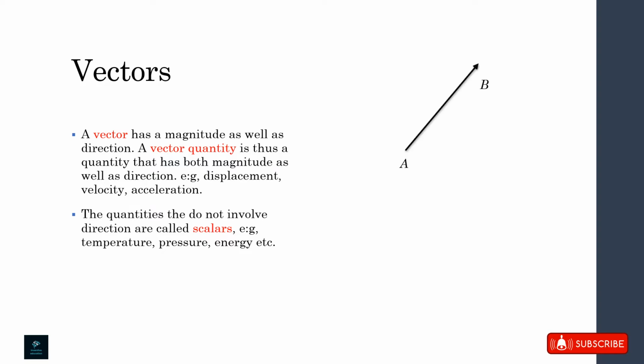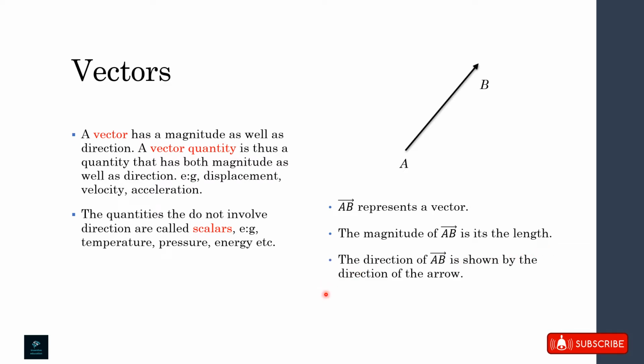Now a vector is shown by drawing a ray. The direction of the arrow shows the direction of the vector, and the length of the ray shows the magnitude of the vector. Thus AB here is a vector. Thus AB represents a vector. The magnitude of AB is its length. The direction of AB is shown by the direction of the arrow.